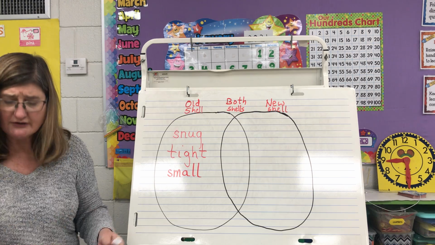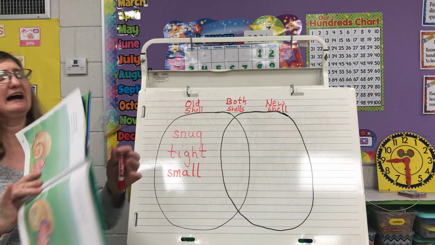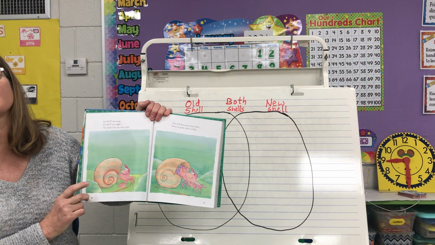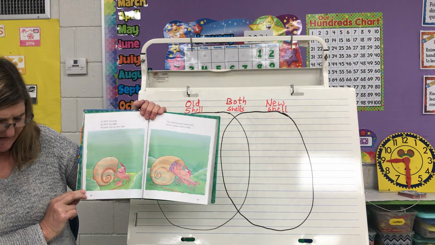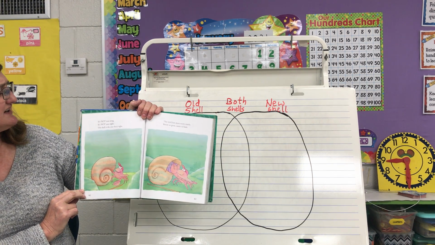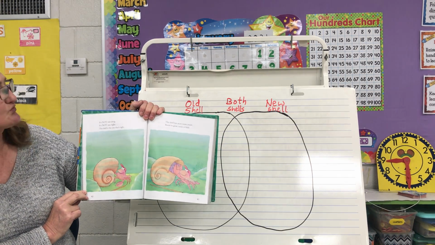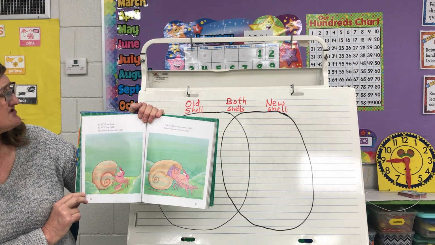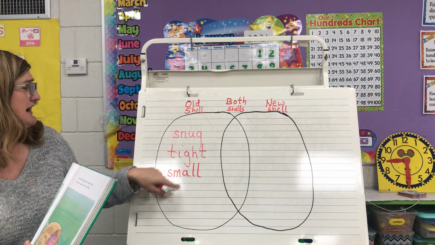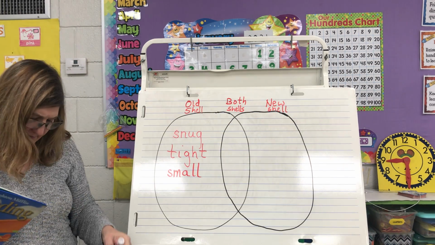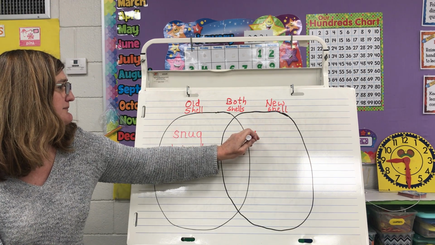Now let's go to page 40 in our book, where he finds the new shell. It's near the end of the story. It says, "It's not too snug. It's not too tight. This shell is the one that's right." So if it's not too snug and not too tight, this shell must be what? Not smaller, but it must be, I bet you're saying, bigger.